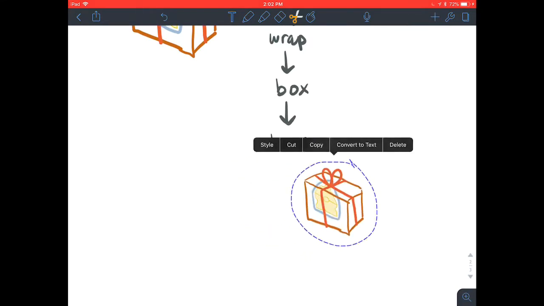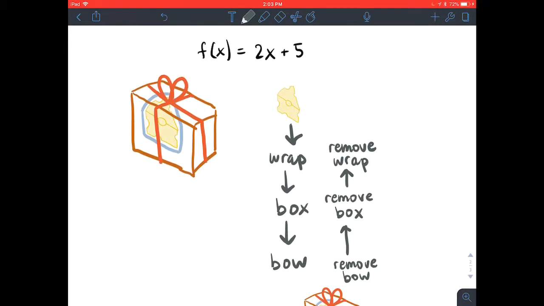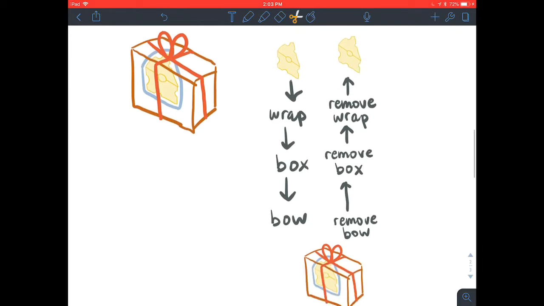Okay. But if your friend who receives the cheese wants to get the cheese, they're going to have to undo those operations that you just did. So they're going to have to first remove the bow. And then they'll be left with a box. So they're going to have to remove the box. And then finally, they will have to remove the wrapping. And then only then will they end up with the original cheese.